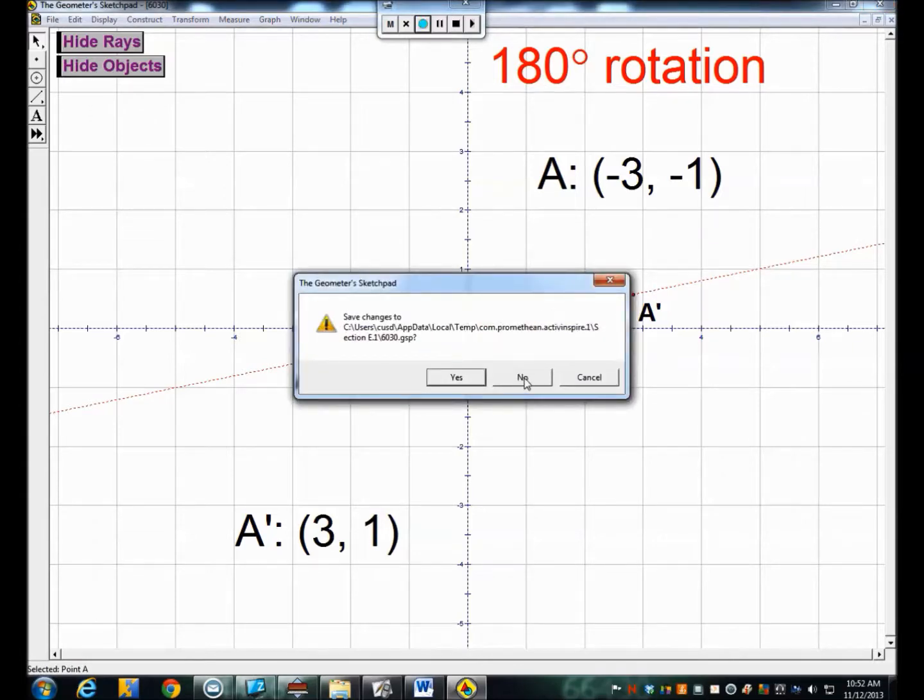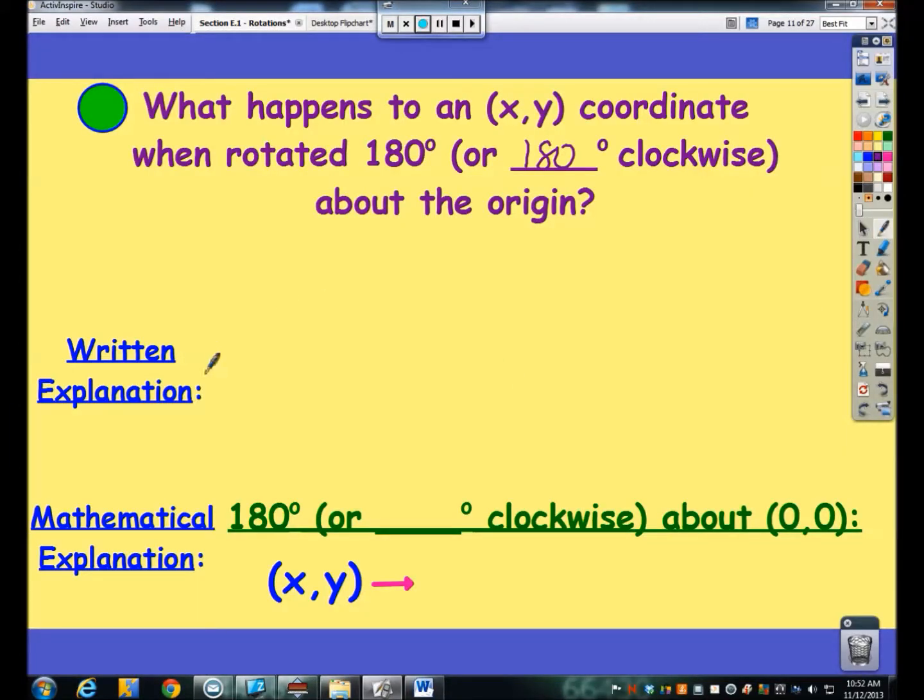So let's write up our rule. Our written explanation is the new x is the opposite of the old x. It was the same number except one was positive and one was negative. Now I don't want to say the new x is the negative of the old, because then you might think, well, the new one always has to be negative. But what if the old was negative? Well, then a negative negative makes a positive. So I just use the term opposite instead of negative there.